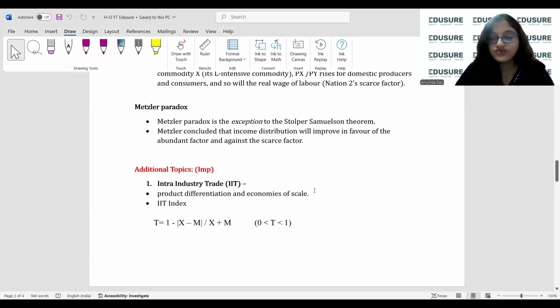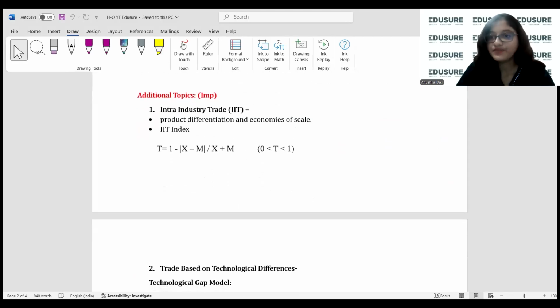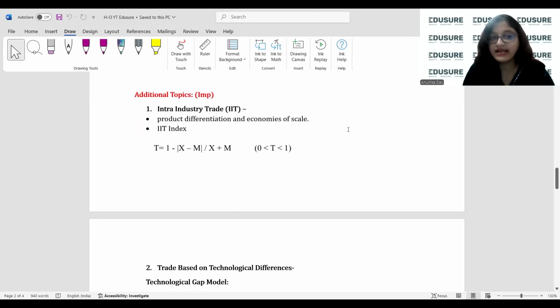Let me quickly show you. These are all the topics which are closely associated with the Heckscher-Ohlin model. We have covered that. Now there are some additional topics which I haven't gone into in detail, but I wanted to show you what topics you need to do for your preparation and which are important.